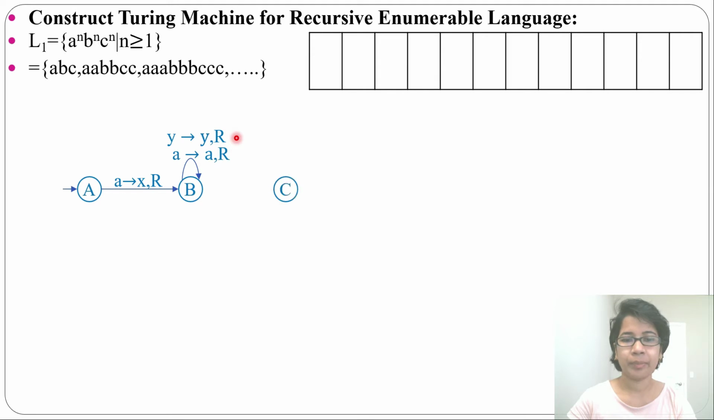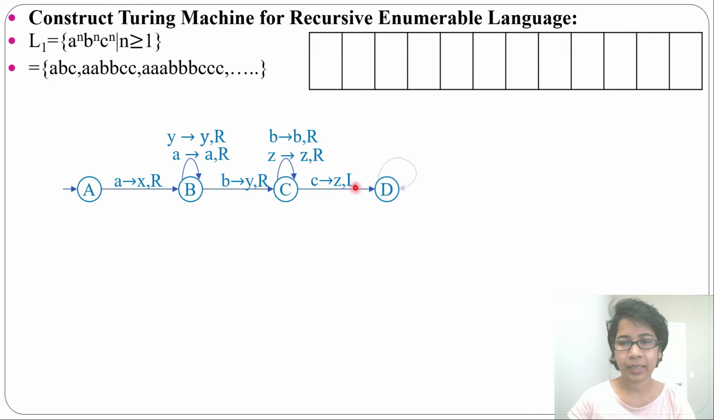Now when it sees B, B will be Y and move right. Then it may see more B, for that just write a loop, B will be B and move right. Then it may see Z, Z will be Z and it will move right. Now it will see C. When it sees C, it will change to Z and move left. Now it will see Z, Z will be Z and move left. Then B will be B, move left, Y will be Y, move left, A will be A and move left.